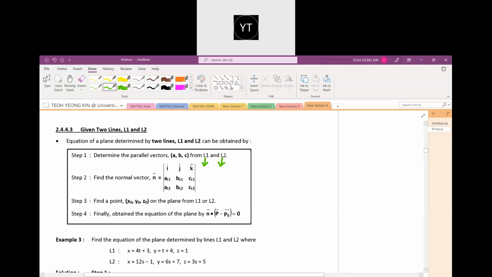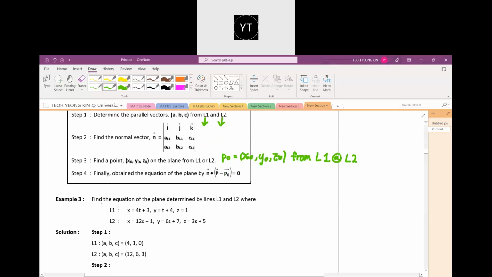And then find a point x naught, y naught, z naught on the plane from line 1 and line 2. We can use the x naught, y naught, z naught from line 1 or line 2 as our P naught. So in the third step, P naught is equal to x naught, y naught, z naught, either from line 1 or line 2. And finally, we can use the formula for the equation of a plane.